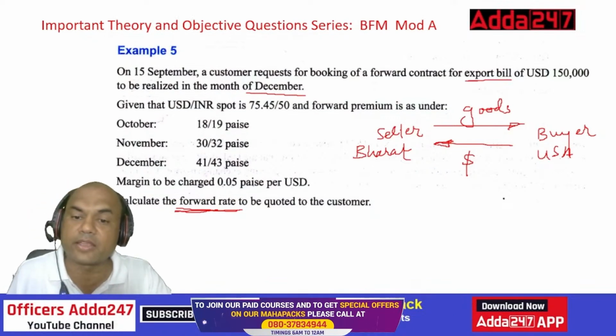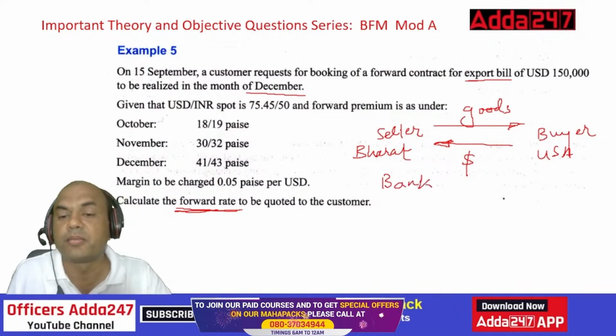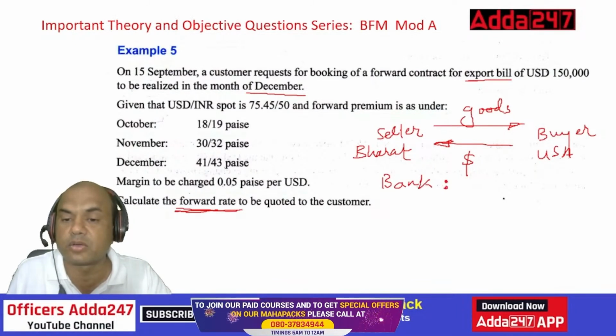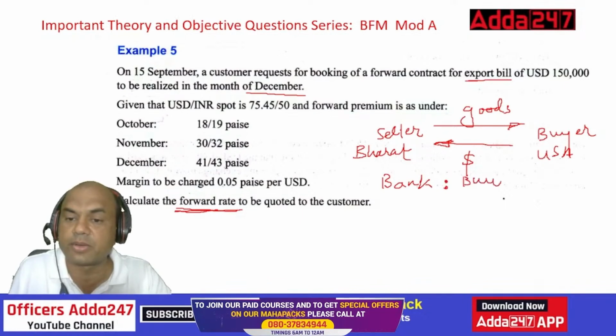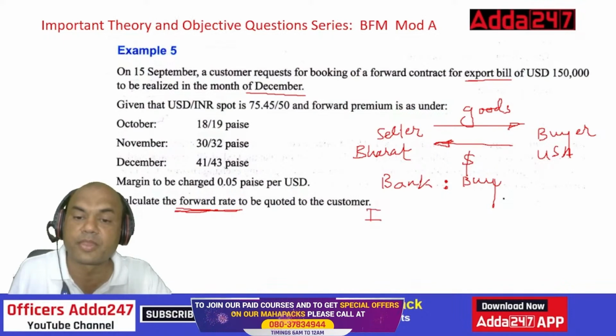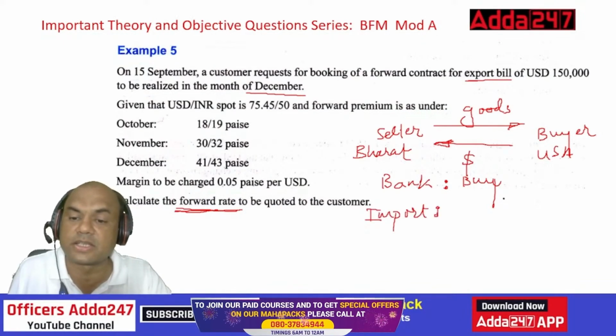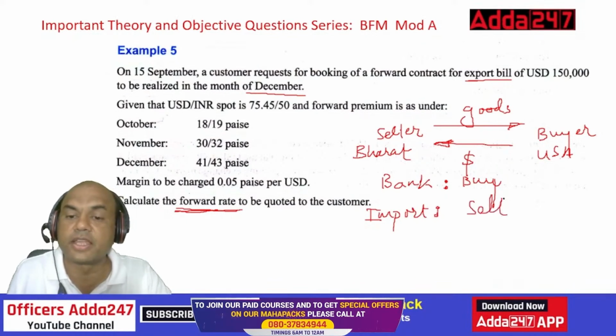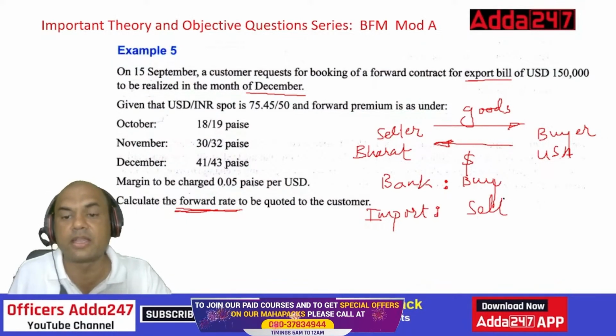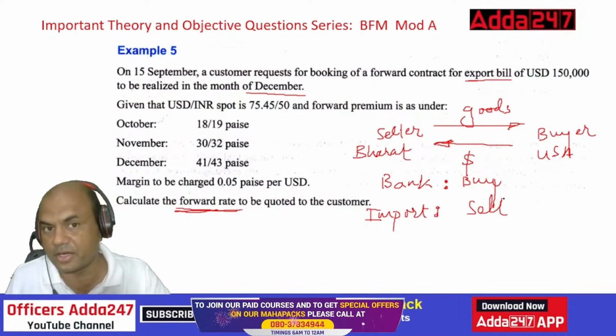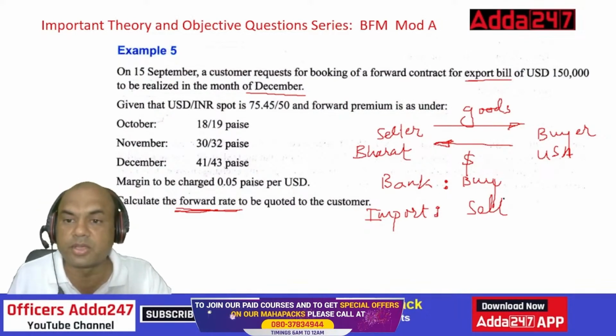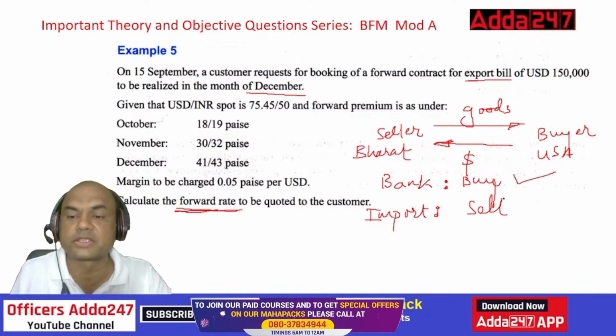So which type of transaction should the bank do in this case? The bank should always buy the dollars. And in import transactions, the bank will always sell the dollars. In export, the bank will always buy, and in import, the bank will always sell. So now, what will we do? It is an export transaction, so we'll buy. This is our first step.